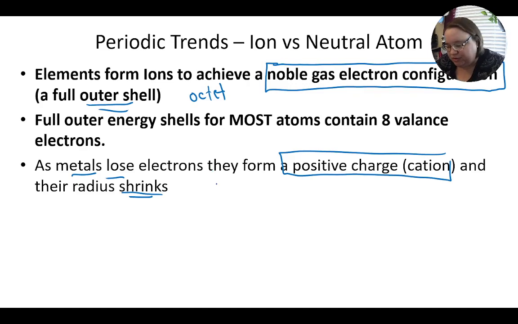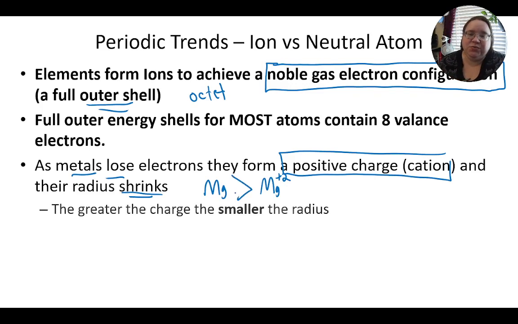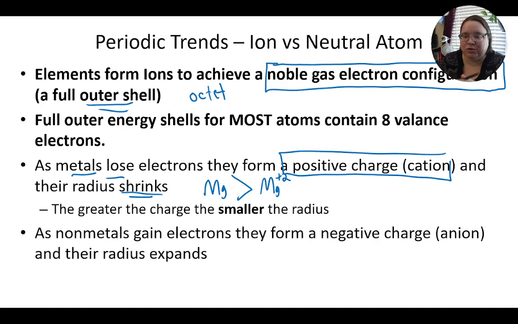So specifically, let's pick on magnesium. Magnesium atom versus magnesium ion. The magnesium ion will always be smaller. That changes when you flip to your nonmetals.